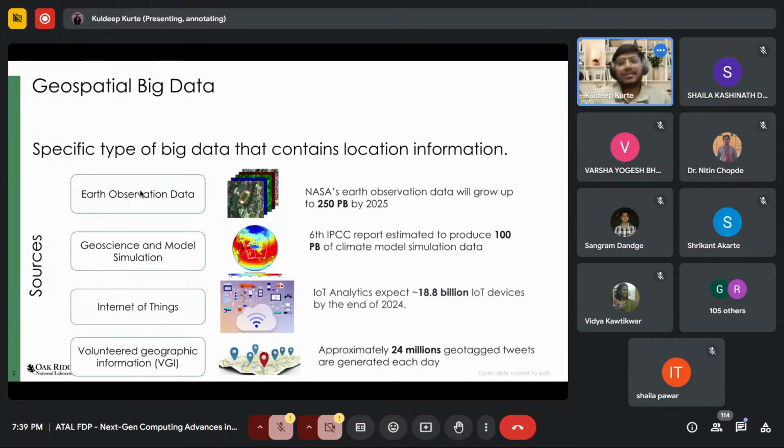This is just to give you a perspective that in one particular domain, the geospatial, geo AI domain, the data that is being generated is humongous, and this is going to increase, and hence there is a requirement to process that much data. High performance computing systems are essential.